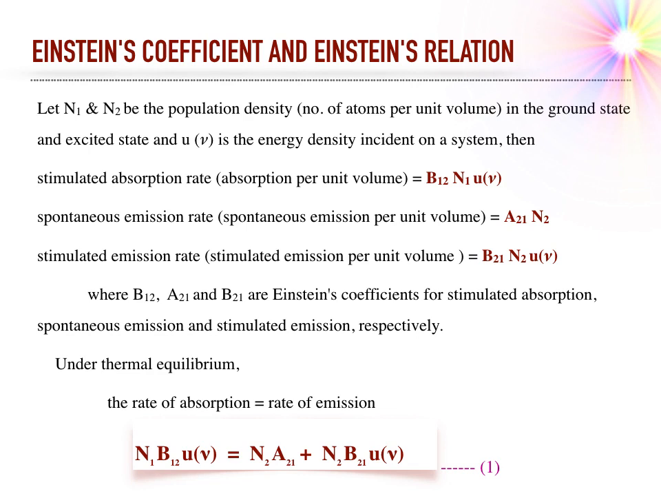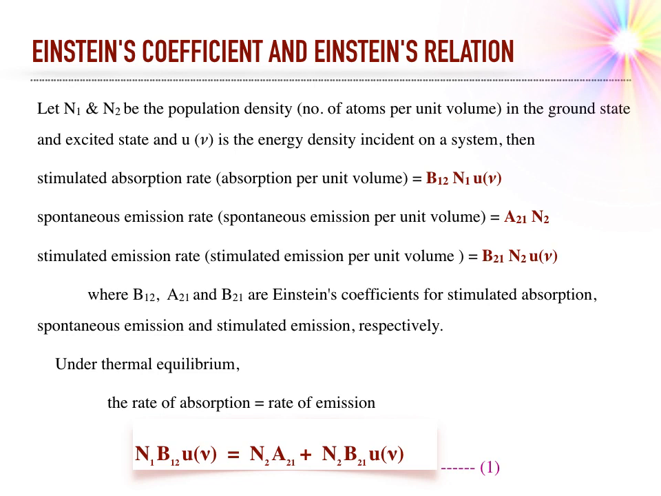Now, in this slide, we will discuss the relation between the Einstein coefficients given by Einstein for the absorption and emission processes. For this, let us consider N1 and N2 as the population densities present in the ground state and excited state energy levels of energy E1 and E2 respectively. Also consider U nu as the energy density incident on a system. Here, population density is defined as the number of atoms per unit volume present in a given energy level.